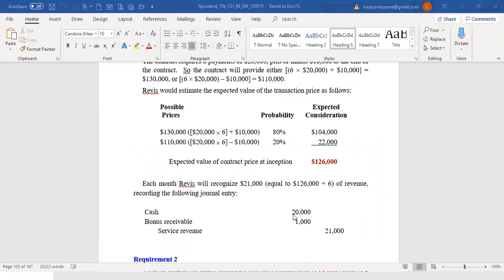They will debit cash for $20,000, credit service revenue for $21,000, and debit bonus receivable. Remember, there's a chance that they're going to receive money back at the end, so they're going to store this month's portion, $1,000, in bonus receivable.